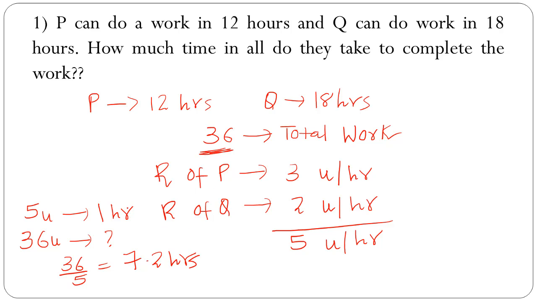I know you all might think that there is a shortcut for this question which says the total time taken by P and Q is 12 into 18 upon 12 plus 18. I know that too. But let's look at another sum and see if you can use that shortcut.